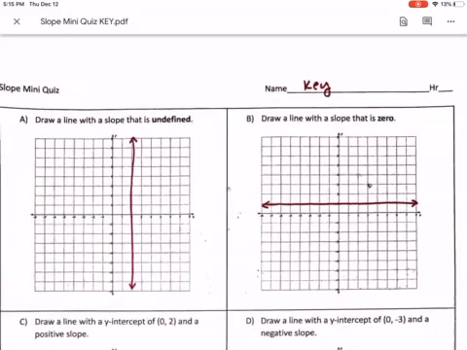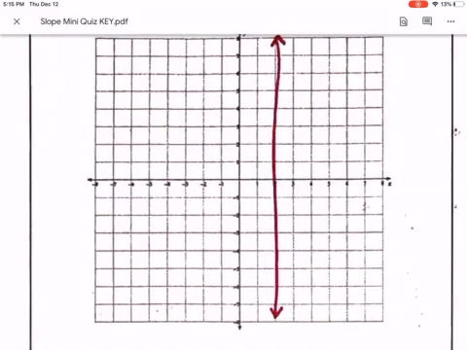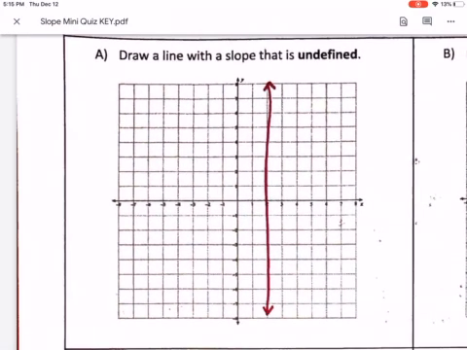So the first two, you were just figuring out if you knew what an undefined slope looks like and a zero slope. So on the first one, draw a line with the slope that's undefined. That just has to be any line that is straight up and down. So vertical lines are the lines that have a slope that is undefined. That's kind of when you just memorize, because there's not a good way to count it, like we do all other slopes.